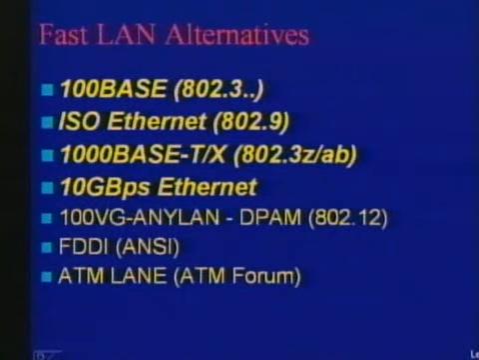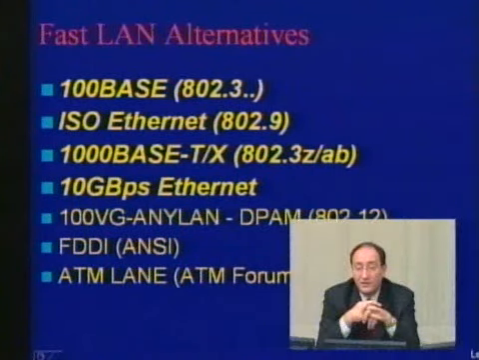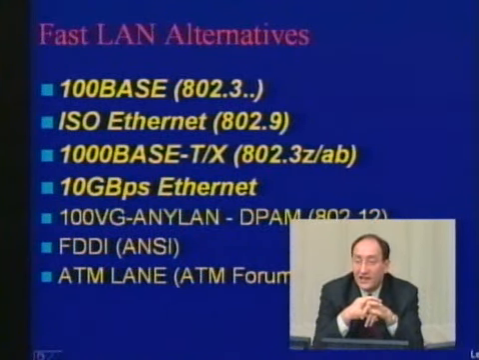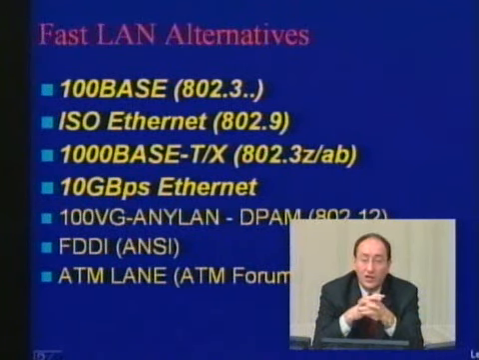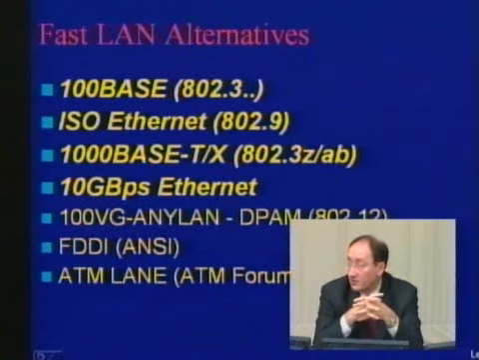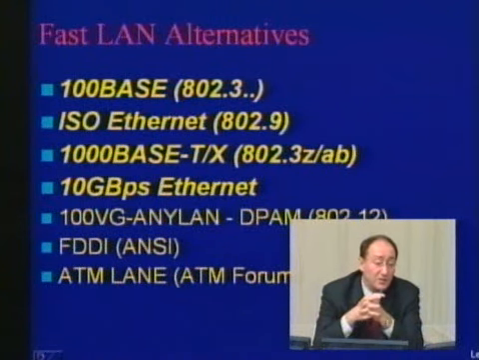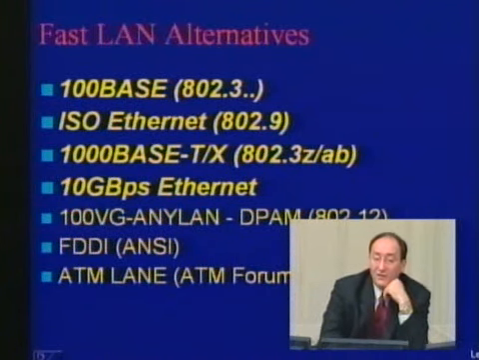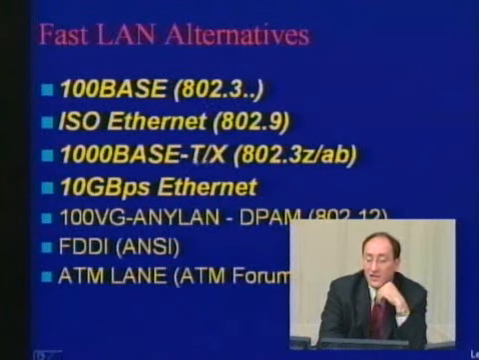More recently, in the past 2-3 years, they started to go to gigabit Ethernet. First, they went to 1000 base T and X, which are 802.3z and ab. These are the ones which are 1 gigabit per second Ethernet for the backbone. And then more recently, as of this year, they went to 10 gigabit per second Ethernet. These are the ones that I call fast LANs, which are related to Ethernet.